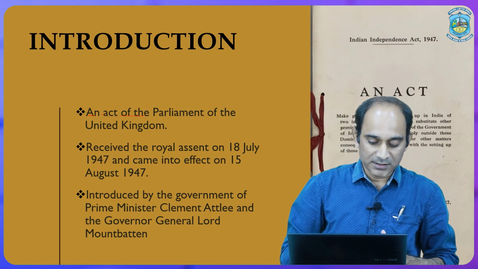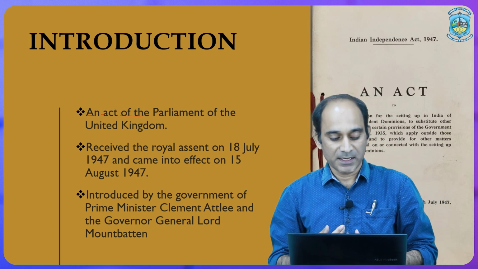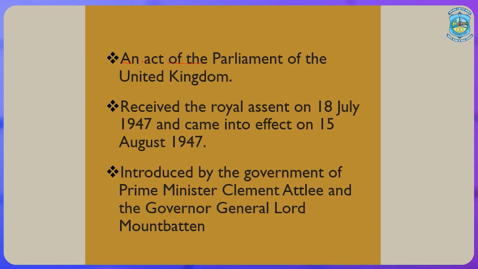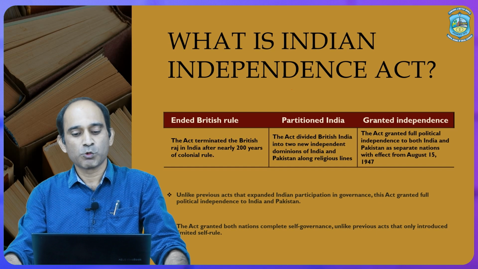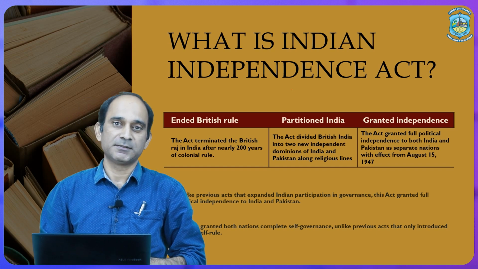The act received the royal assent on 18 July and it came into effect on 15 August 1947. The act was introduced at a time when the government of Prime Minister Clement Attlee was in power, and the Governor General was Lord Mountbatten. So what is the Indian Independence Act?